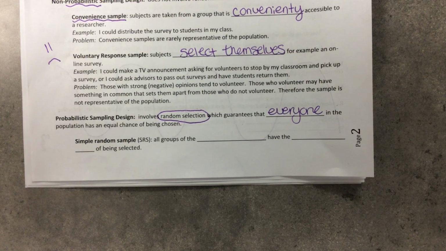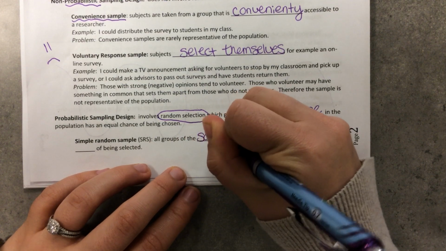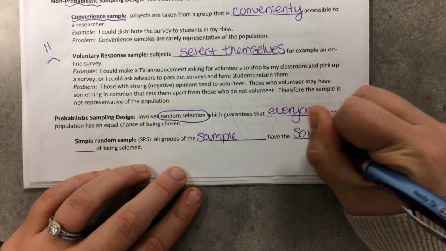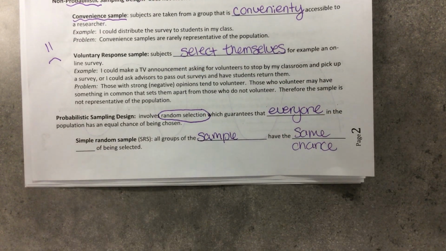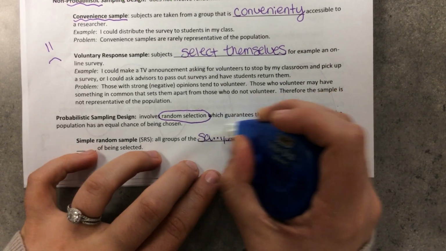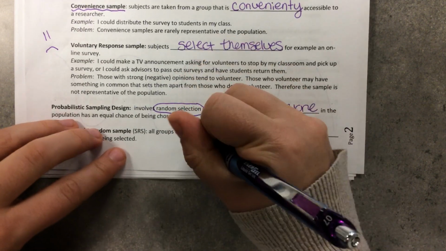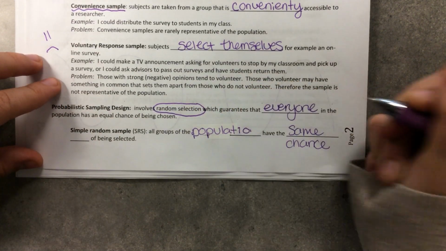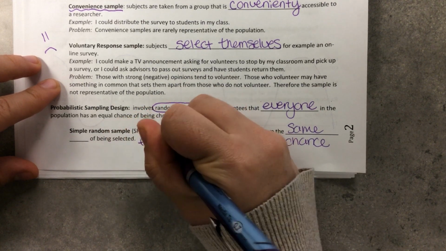It's about as basic as you can think. All groups of the population have the same chance of being selected, and we might add to that, for the sample. Whoops, wrong word there, I'm really making mistakes. That should be the word population.